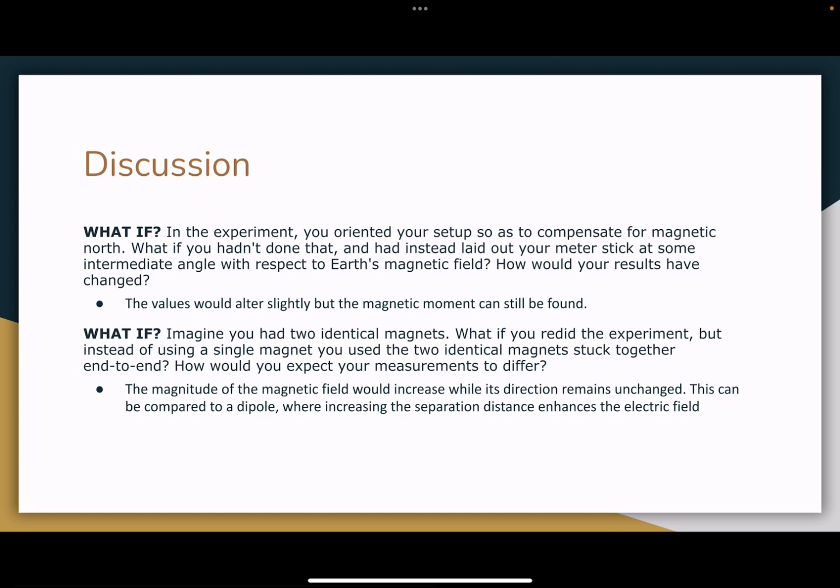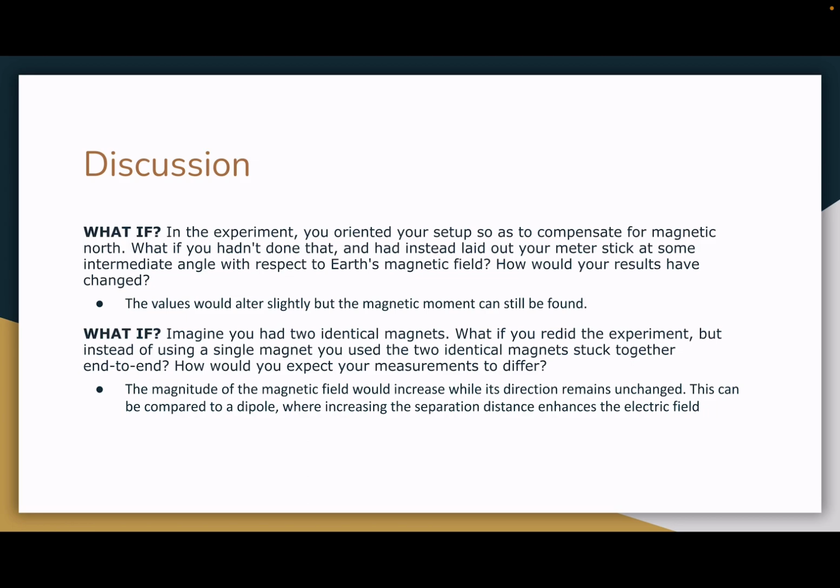Discussion. What if, in the experiment, you oriented your setup so as to compensate for magnetic north? What if you hadn't done that and had instead laid out your meter stick at some intermediate angle with respect to Earth's magnetic field? How would your results have changed? It would barely have changed our results. The values would alter slightly, but the magnetic moment would still be pretty easy to find.